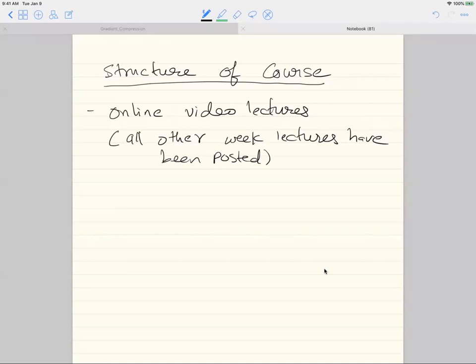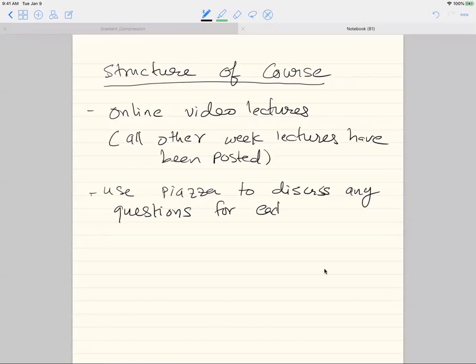I have linked them. If you go to the Quercus webpage, you will see that all the lectures starting week 2 have been posted along with the notes. So you just have to follow the lectures and the notes. And basically that's how you will be able to learn. So we won't do synchronous learning like today. We will use Piazza to discuss any questions for each week's lecture. So when you view the lecture, if you have any questions, you can use the Piazza discussion forum to ask, and me or the TAs will answer the questions.